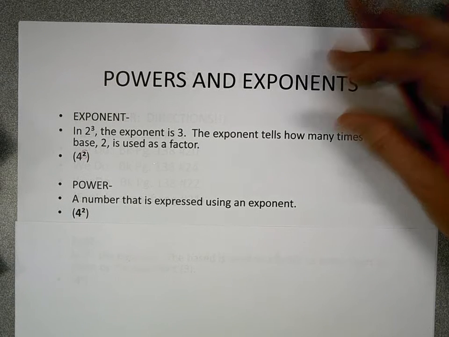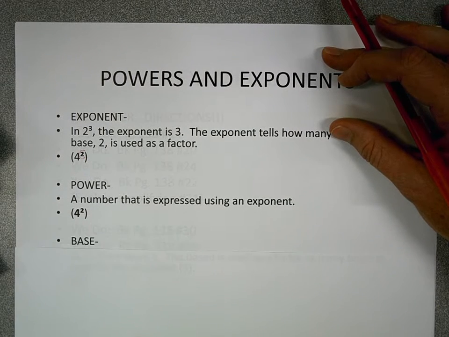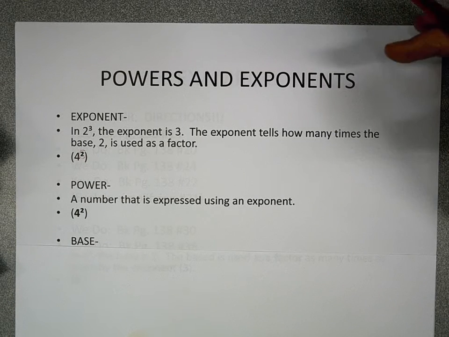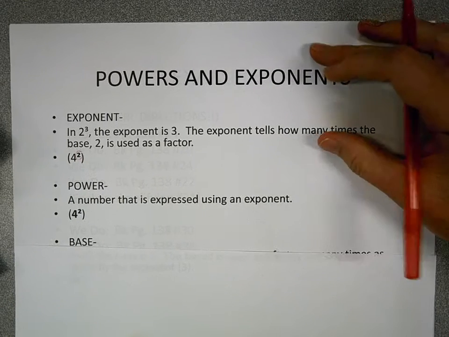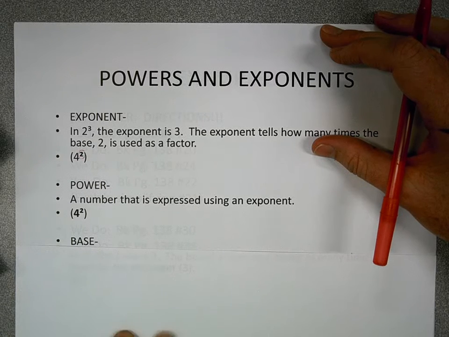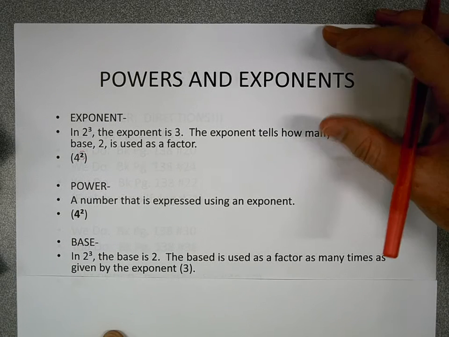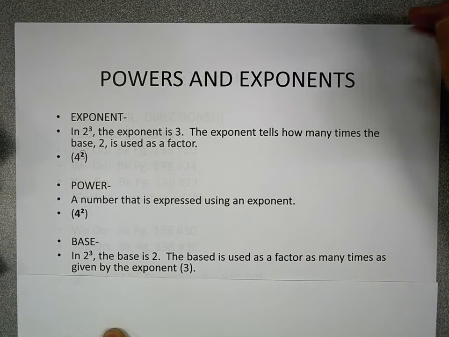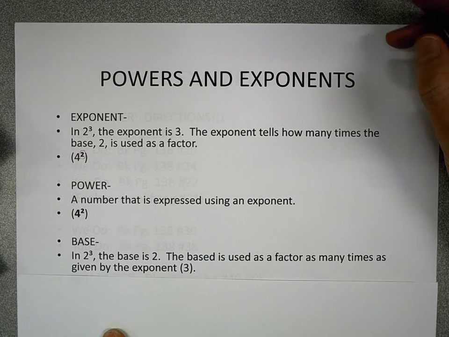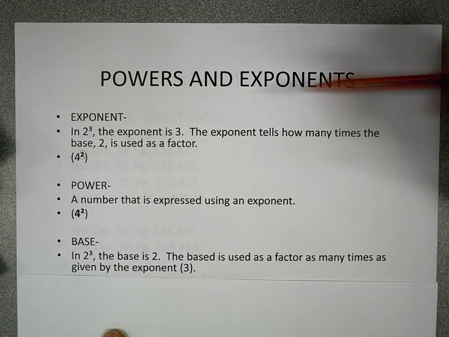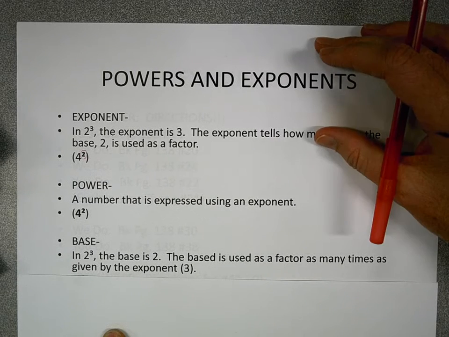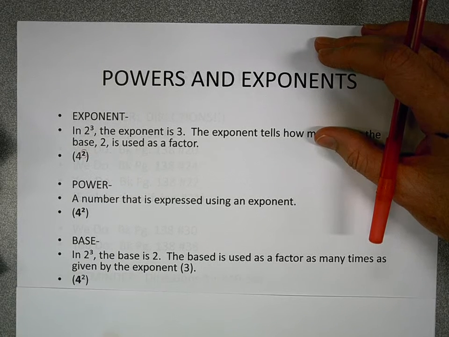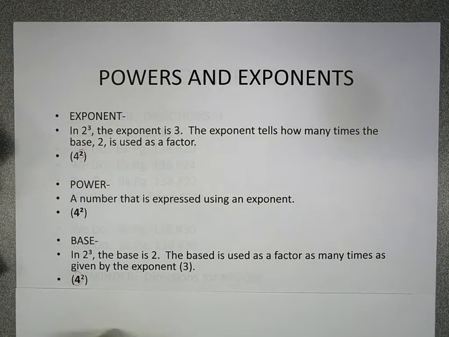Okay, and then our third and last word for today is the word base. Everyone? Okay, and it just kind of told you what the base was up above, or gave an example. So here's what the book says a base is. In 2 to the third power, 2 cubed, the base is 2. The base is used as a factor as many times as given by the exponent. So kind of just the opposite way of saying what we were talking about up here. So, for example, if you have 4 squared again, the base is the 4.